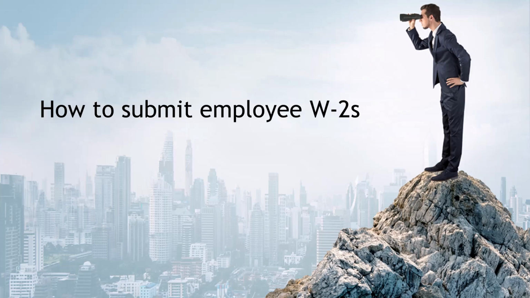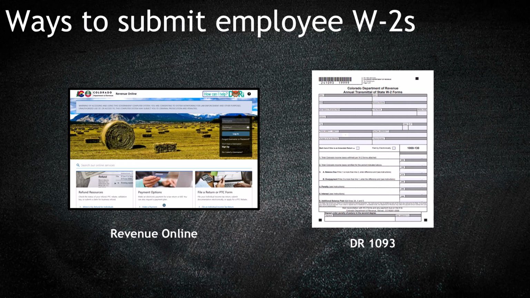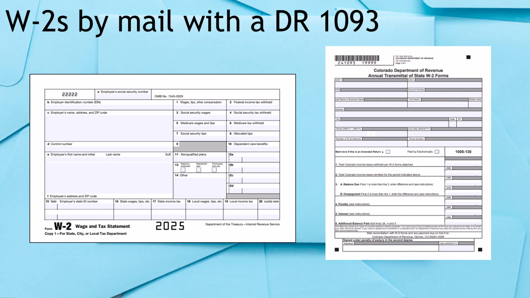Now let's take a look at how to submit employee W-2s. There are 2 methods to submit employee W-2s to the Colorado Department of Revenue, using Revenue Online or by mail with Form DR 1093. Employers not required to file electronically may instead submit copies of their physical W-2s by mail. Copies of all W-2s for the calendar year must be attached to a completed DR 1093 annual transmittal of state W-2 forms tax return, even if there is no refund being claimed and no balance due being reported.